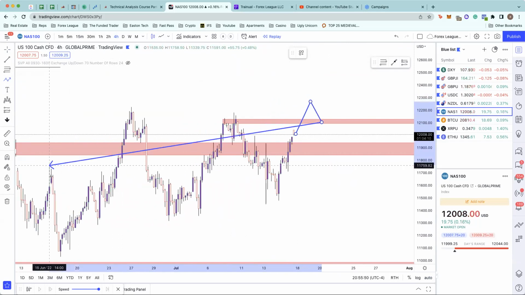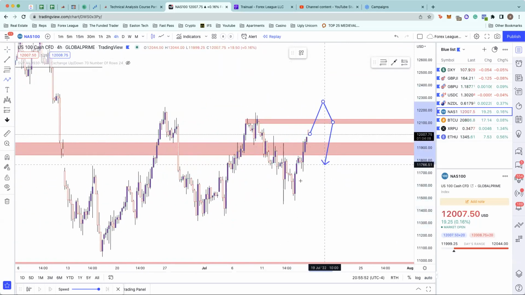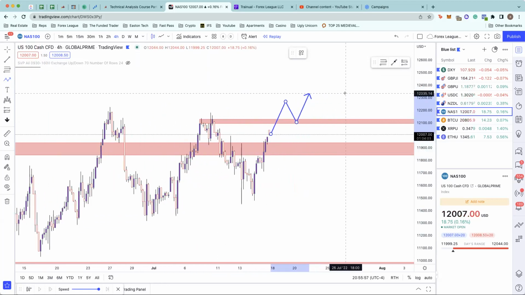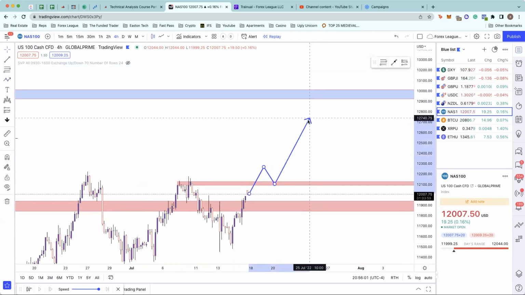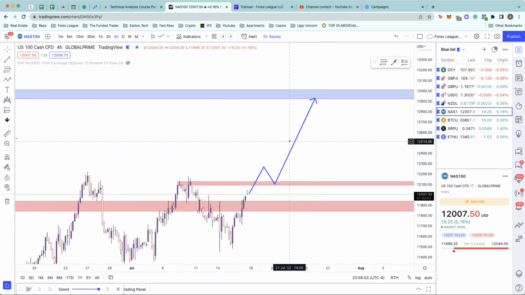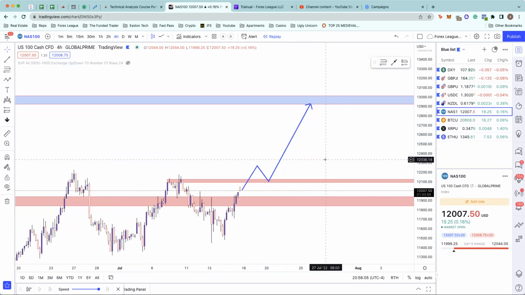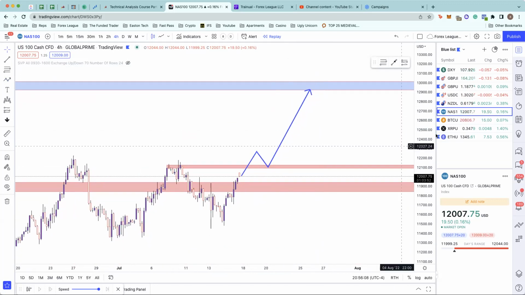Because remember, this is consolidating a lot on the higher time frame. So weekly is showing a lot of signs that this thing's going to make a new high. And ultimately, if it does make a new high, it's going to push back into these levels up here. So this is really what we'd be looking for, something like that.